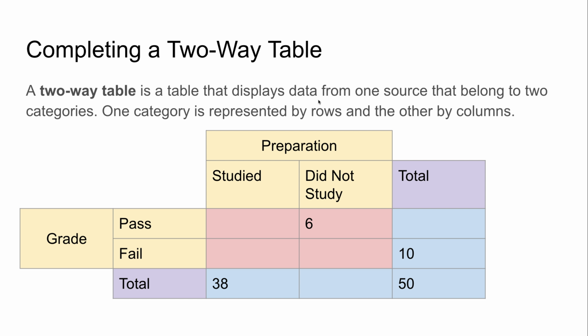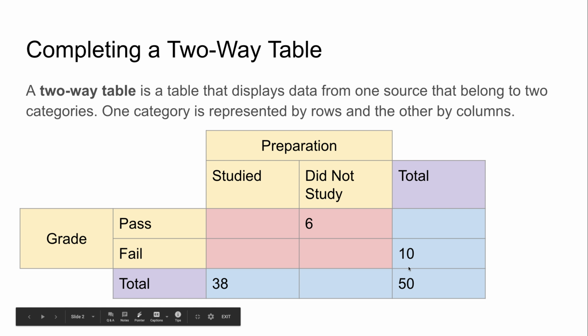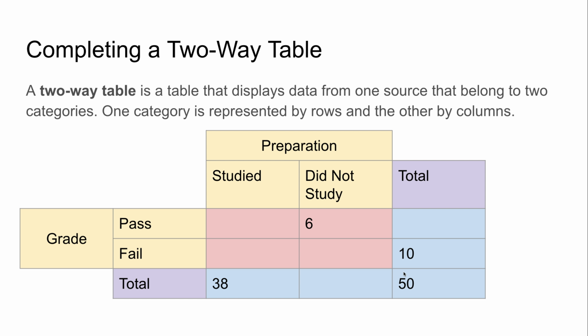When they say the data is from one source, they're just saying they basically asked a group of students whether they studied or did not study for a test, and also whether they passed or failed that test. The 50 down here in the very corner means that in total they asked 50 students. So this study or survey asked 50 students total.